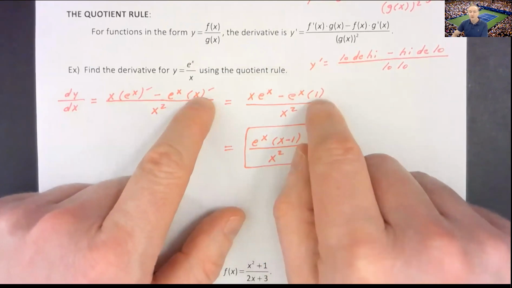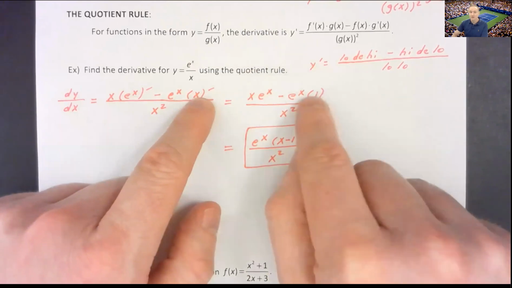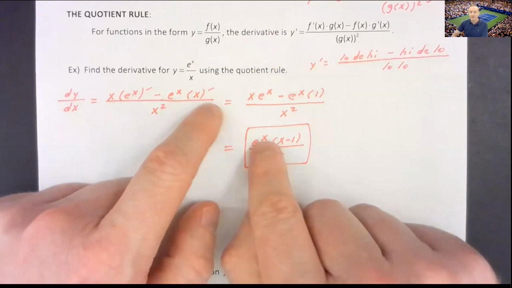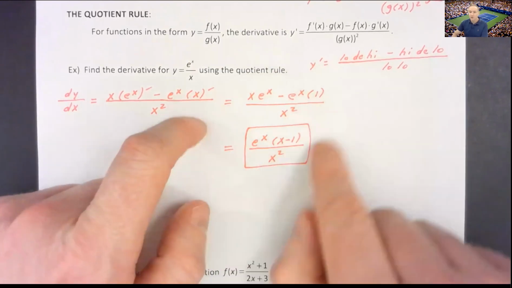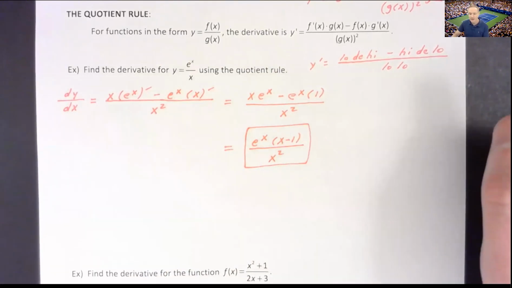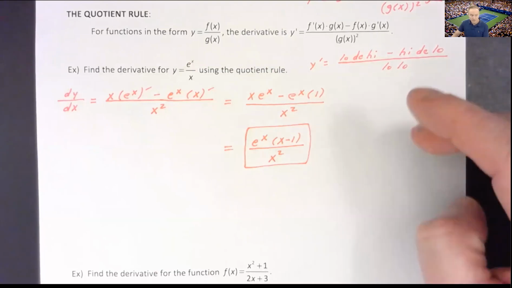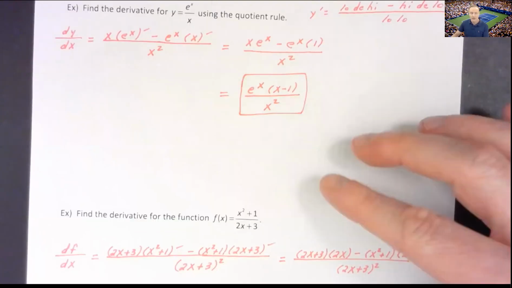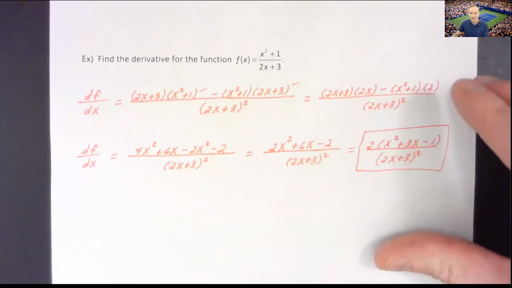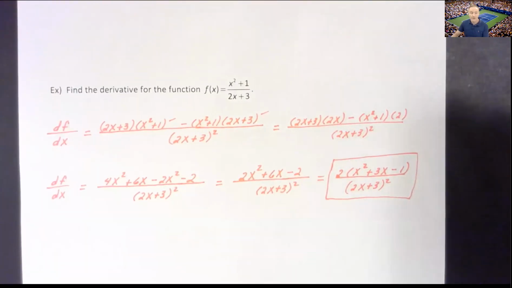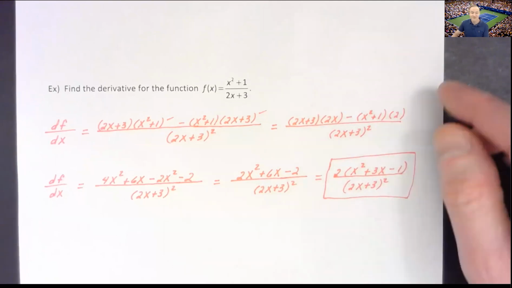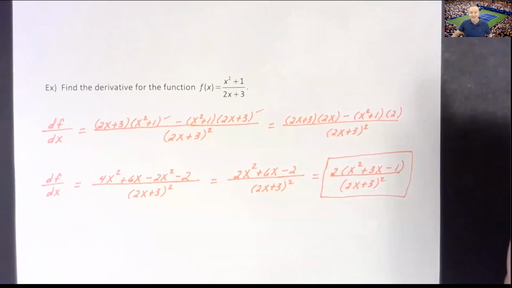Then you'd say, well, this is excellent, but we see we have a common factor of e to the x in that numerator. Factor it out, you get your x minus 1 for a really nice answer again. And you're thinking, well, that one's not too bad. It's really not. What if I look at another quotient rule problem here with you? F of x is equal to x squared plus 1 over 2x plus 3.